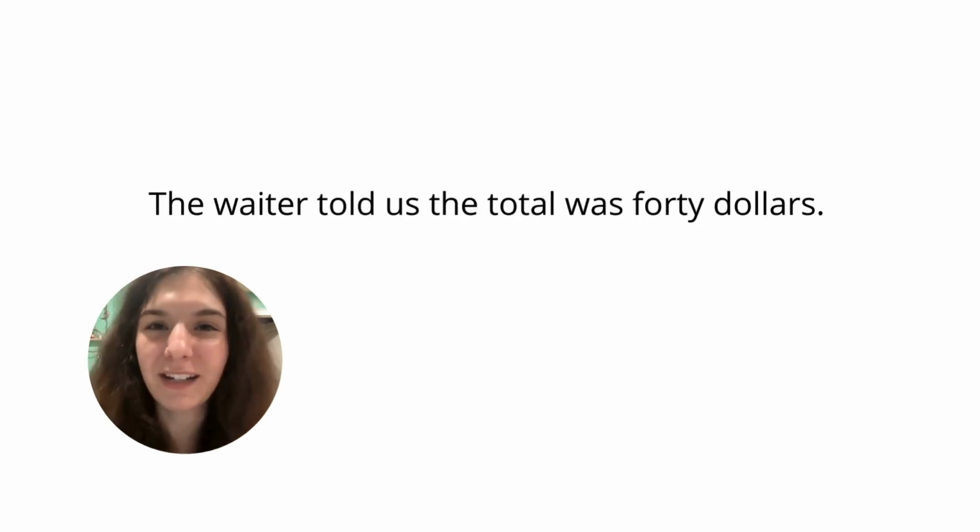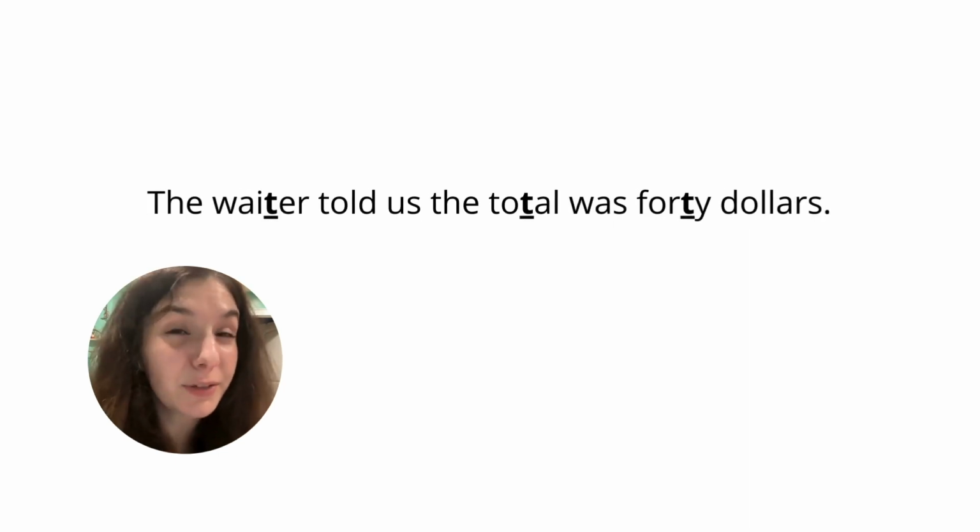All right, our second sentence. So let's locate these T's. In this sentence, we also have a lot of T's, but not all of them are going to be pronounced as quick D's. So we have the T in waiter, which is between two vowels. So I'm going to say waiter. However, the T in told remains a T, told.